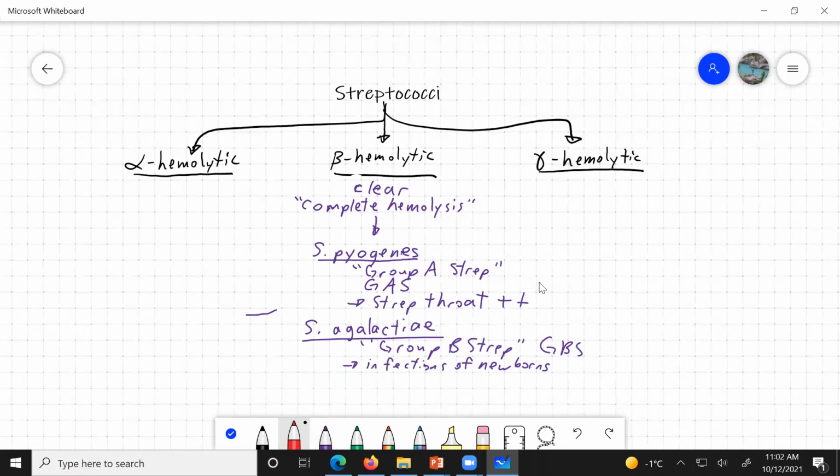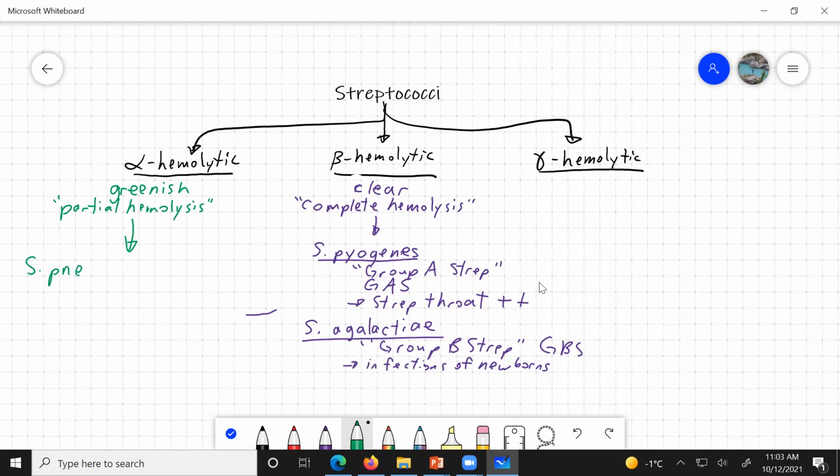So alpha hemolytic. These ones, if you looked at the picture on the PowerPoint, they're often a little bit greenish in color. So that's worth noting. Maybe I will grab the green marker for that. So these are greenish, and these are a partial hemolysis. So which organism falls into this category? This is Streptococcus pneumonia.